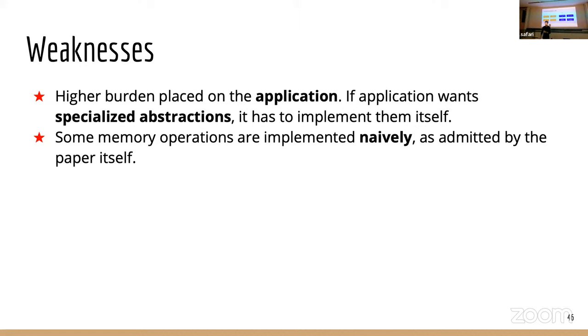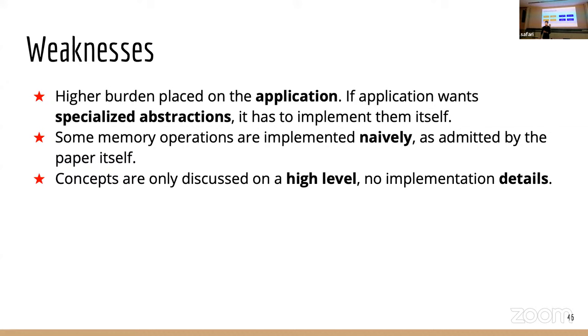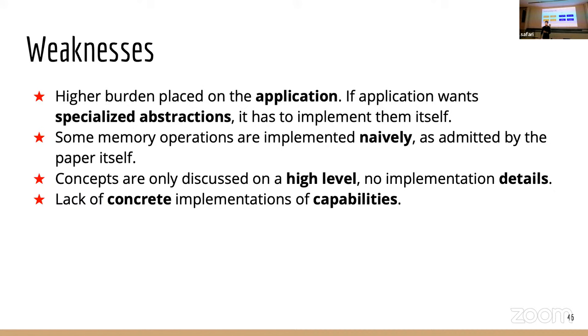Some memory operations are implemented naively, which the paper also admits and is the reason for the slowdown in the prot and unprot 100. The concepts here are discussed only on a high level. There are no concrete implementation details. I'm sure you can imagine a case in which you've seen that the high level idea is fairly straightforward, but when you've gotten down to implement it yourself, new complexities have arisen. And I would have liked to see at least a bit of those implementation problems discussed in more detail. And there's also a lack of concrete implementations of capabilities.